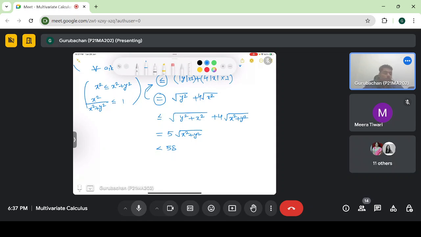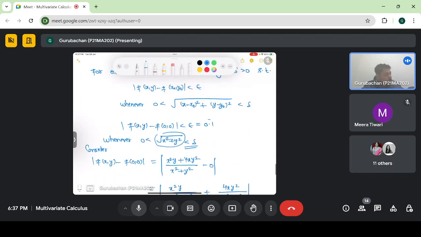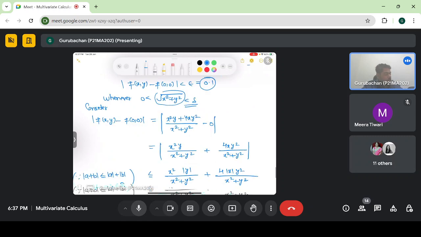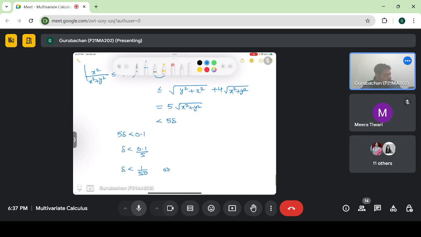Now what do we need? We need this to be less than 0.1. That 5 delta should be less than 0.1. So for that, 5 delta should be less than 0.1 and delta should be less than 0.1 by 5, which can also be written as 1 by 50 or 0.02.